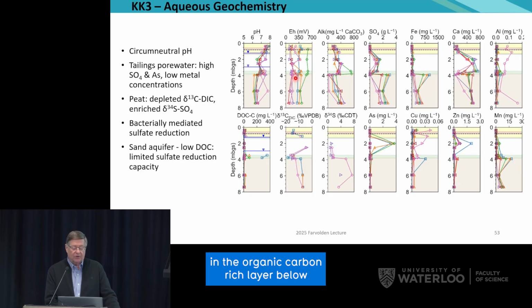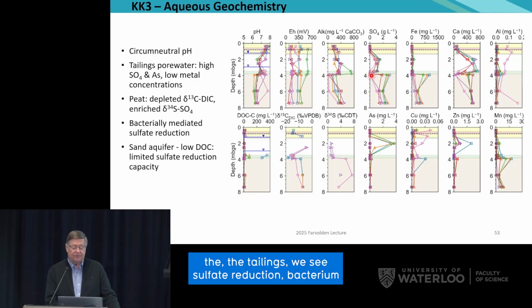In the organic carbon-rich layer below the tailings, we see sulfate reduction, bacterially-mediated sulfate reduction. That removes the sulfate from the water, decreases the iron concentrations, removes the arsenic and zinc from the water, and that's followed by reductive dissolution of iron oxides and manganese oxides, which results in an increase in dissolved iron and an increase in dissolved manganese.